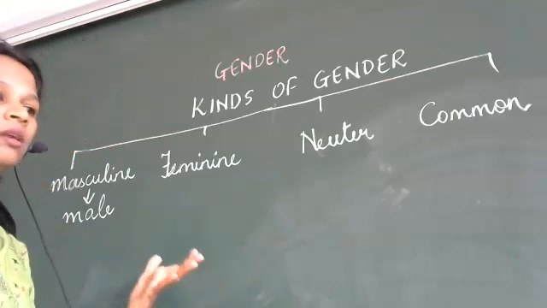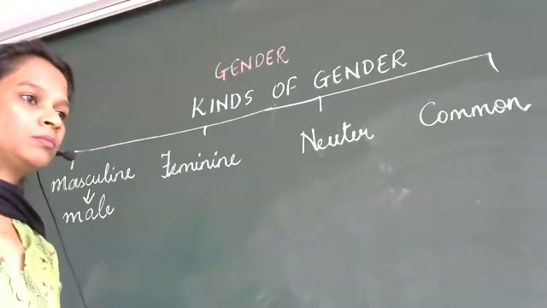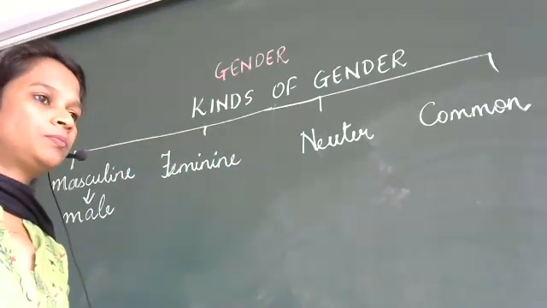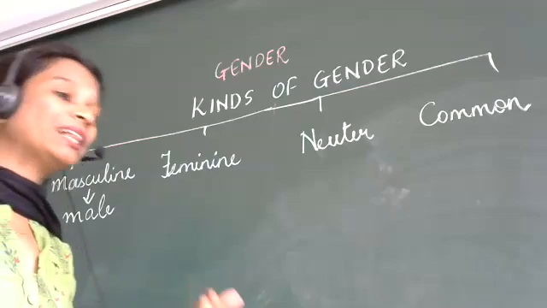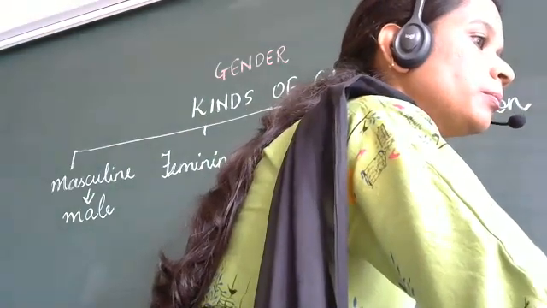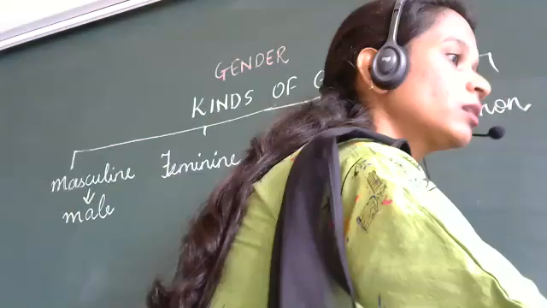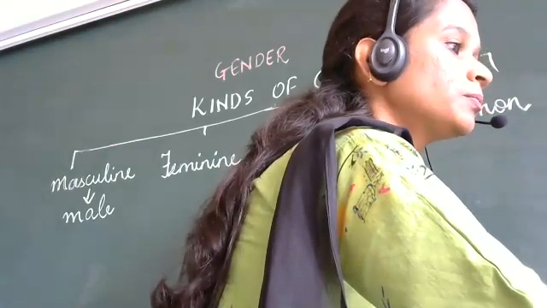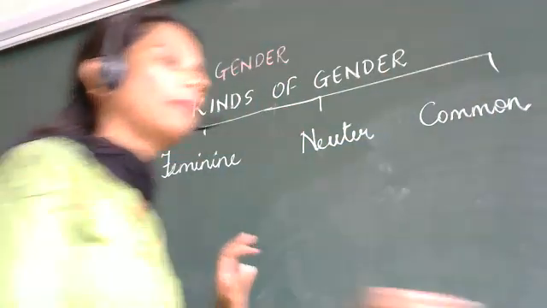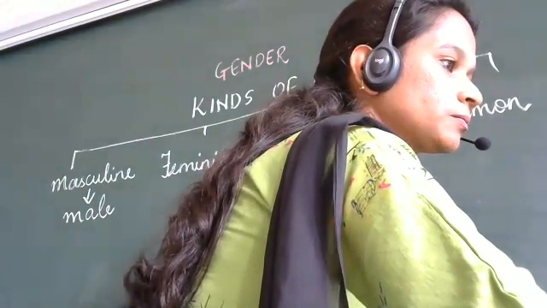Boys. And men. Tell me who are those boys? Who are those men? Father. Then yes, father, son, brother, lion, then grandfather, king, grandson, grandfather, uncle. All these people come under the male, that is the masculine gender.